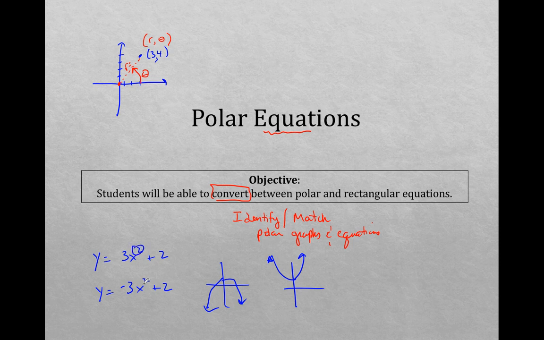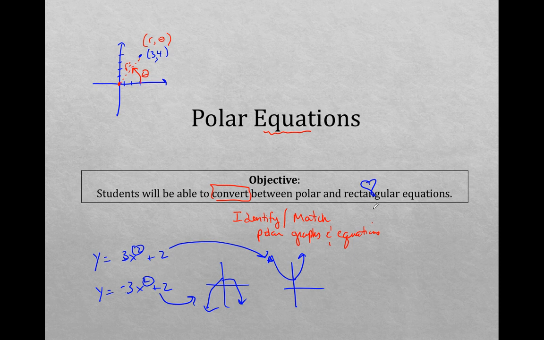A squared means I have a parabola. A leading coefficient that is positive means I open up. A leading coefficient that is negative means I open down. That goes with that one, and this goes with this one, right? You identified and matched. Parabola, vertex at 0, 2, opens up or opens down. That's identifying and matching, and you are very used to that in rectangular form.